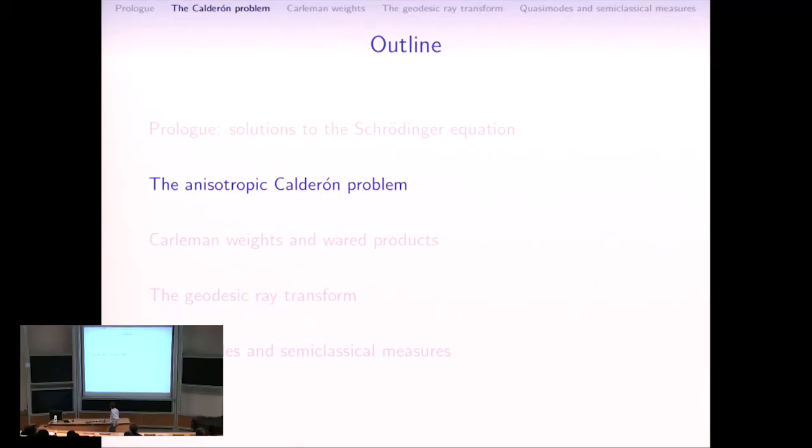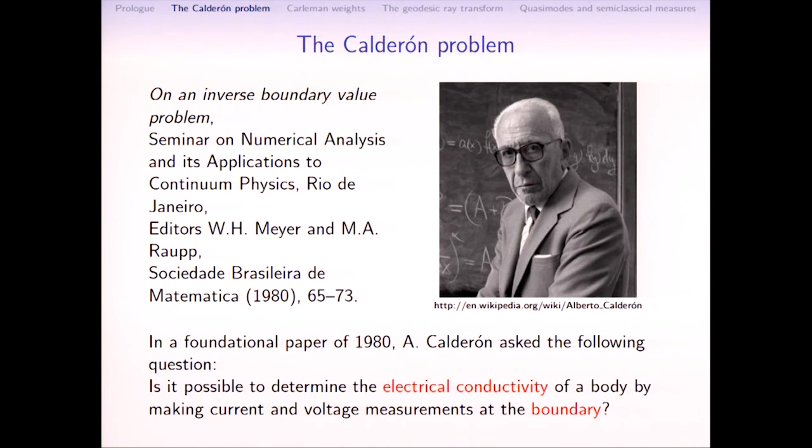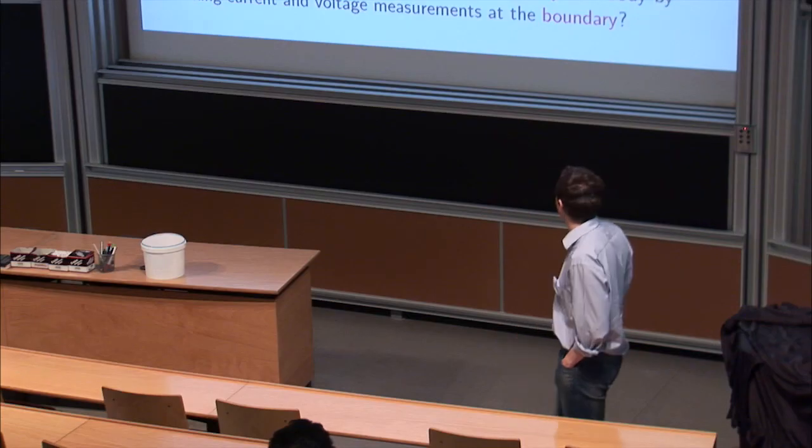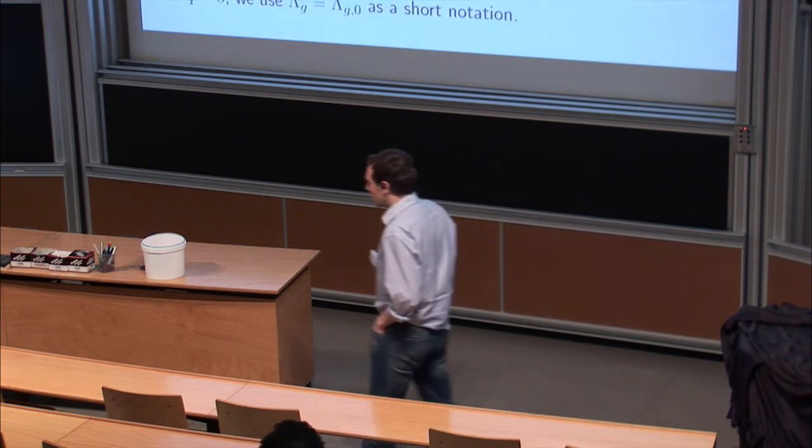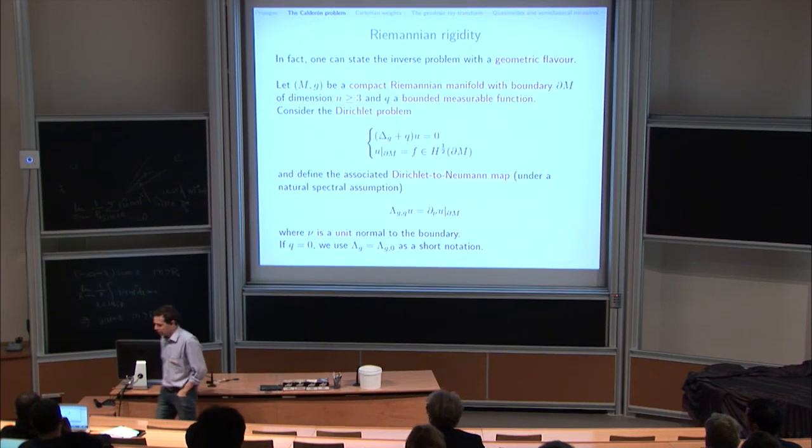Let me now continue with the problem I have in mind, describe it in more detail, and then I will come back to the different things that I've sketched here in a more general context. This is a well-known elliptic inverse problem, and I always like to put this picture of Calderón, which I like very much. This problem was formally stated in the 80s, and the question is whether you can determine the electrical conductivity of a body by making current and voltage measurements at the boundary. I'm going to cheat slightly and give a geometric formulation.